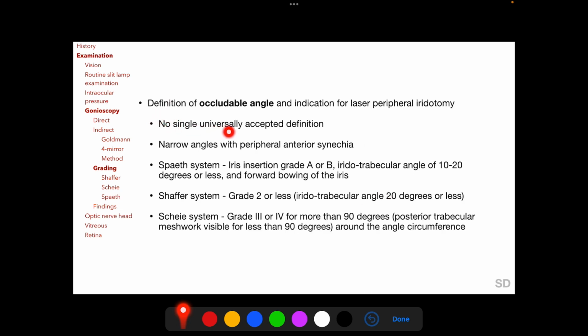There is no single universally accepted definition for occludable angle, which is an indication for laser peripheral iridotomy. Occludable angles have been variously defined as narrow angles with peripheral anterior synechia in the Spaeth system as iris insertion grades A or B, iridotrabecular angle of 10 to 20 degrees or less, and forward bowing of the iris; in the Shaffer system as grade 2 or less, or iridotrabecular angle of 20 degrees or less; and in the Scheie system as grade 3 or 4 for more than 90 degrees around the angle circumference, or in other words, the posterior trabecular meshwork being visible for less than 90 degrees around the angle circumference.